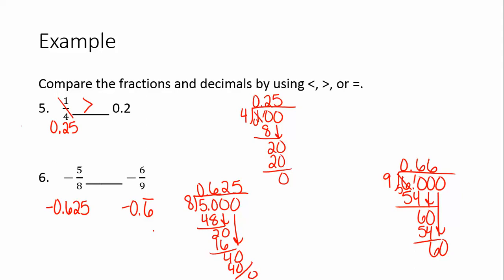Now we need to compare these two numbers. Be very careful here. Because we are dealing with negatives, remember that the larger absolute value is actually the smaller number because we're negative. So if I wrote some extra 6's on here so that we could compare, we have 0.625 or 0.66. Now 0.66 is bigger, but since it's negative, it's actually smaller. So the fraction negative 5/8 is larger or greater than the negative fraction 6/9.